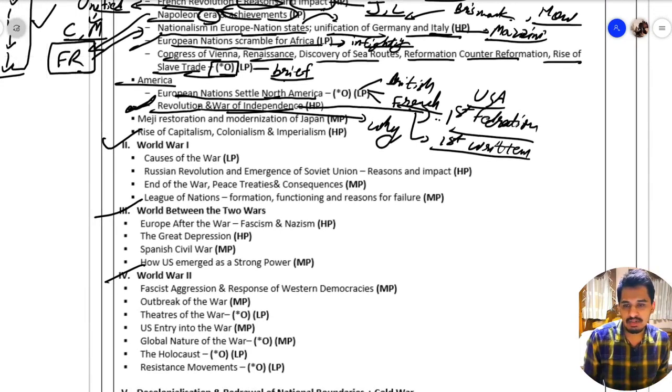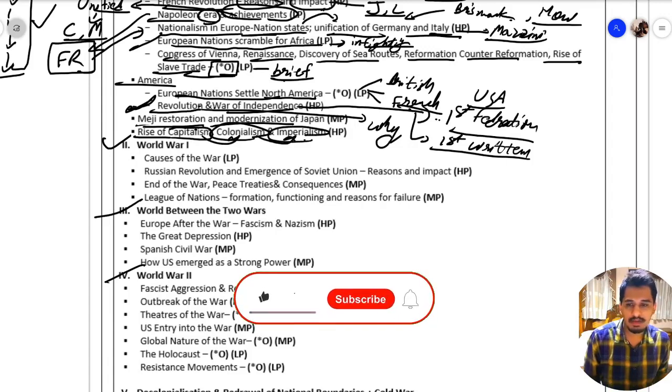Then we have Meiji Restoration and modernization of Japan. That why did Meiji decide to modernize Japan, and what was the reason for Meiji Restoration in the first place. Then we have rise of capitalism, which gave birth to colonialism and which again gave birth to imperialism. Then we have World War I. What were the causes of World War?